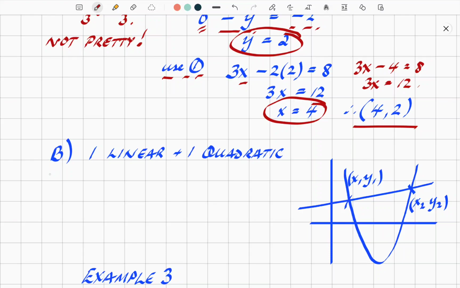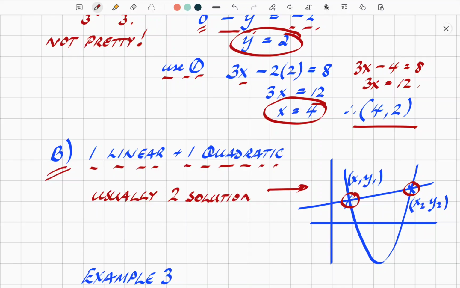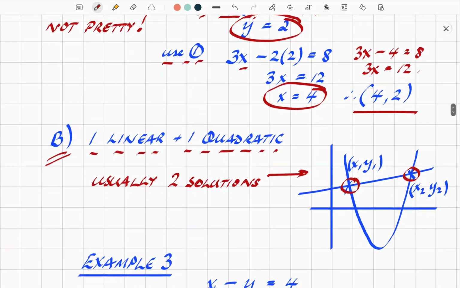And then I've got type B, all right? And in this case, you've got one linear and one quadratic, all right? And in this example that I'm going to show you in a moment, look at the diagram here, okay? You've got a straight line cutting the quadratic, and you're going to have usually two solutions. There are 2 points where a straight line could cut a parabolic, a quadratic graph.